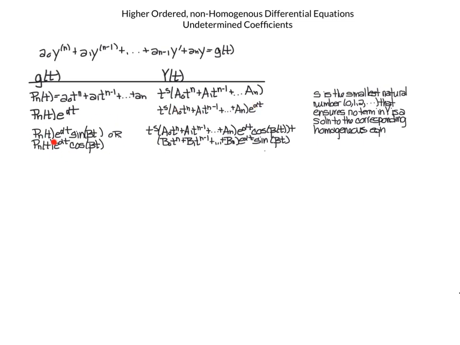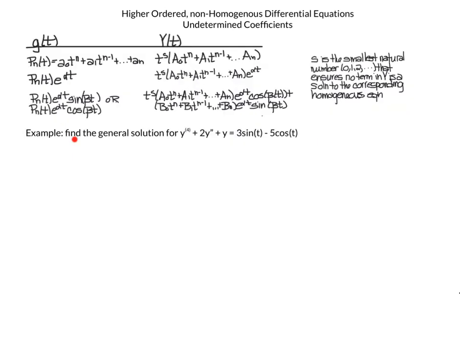Our third possibility is that g of t is equal to a polynomial times e to the alpha t sine of beta t, or the same form applies when g of t is a polynomial of degree n times e to the alpha t cosine of beta t. Both of these have the same form of solution for capital Y of t: a polynomial of degree n times e to the alpha t cosine beta t, plus another polynomial of degree n times e to the alpha t sine of beta t. This again is very similar to what we did for second order differential equations. So we'll do some examples so you can see how all of this works.